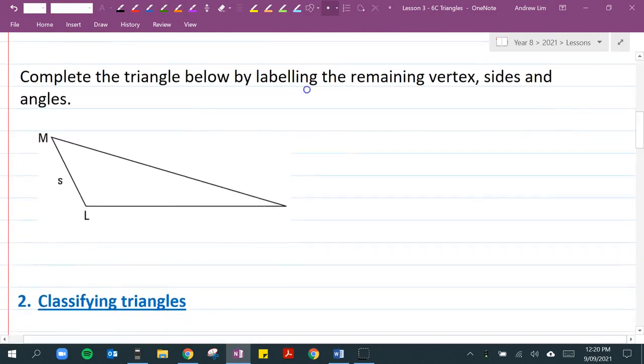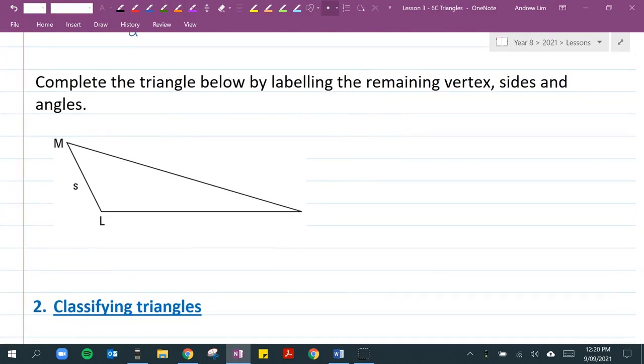Alright. I want you to pause the video, have a go with this question here. Complete the triangle below by labeling the remaining vertex, sides, and angles. Okay, so I'm going to start off with this L, this vertex of L, the side opposite that I'm going to use a lowercase l. Vertex M, we'll have a lowercase m for its side. This here is a side S. The vertex I'm going to be using is a capital S. Alright, I've got those 3.